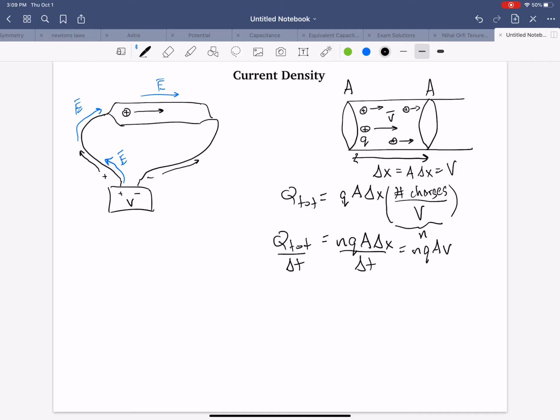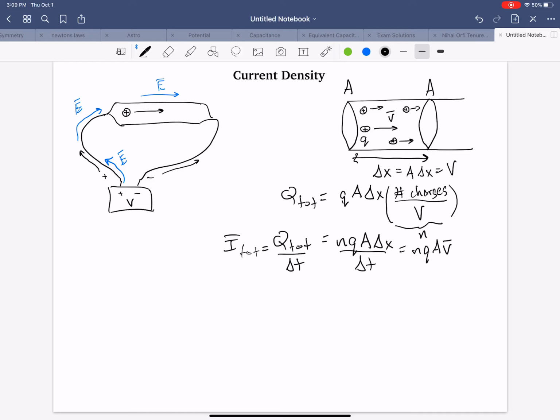And this should be put as a vector. That will change. And we call this the current. That's a vector. So it may look a little different, this N Q A V, but it's the same as charge per time.